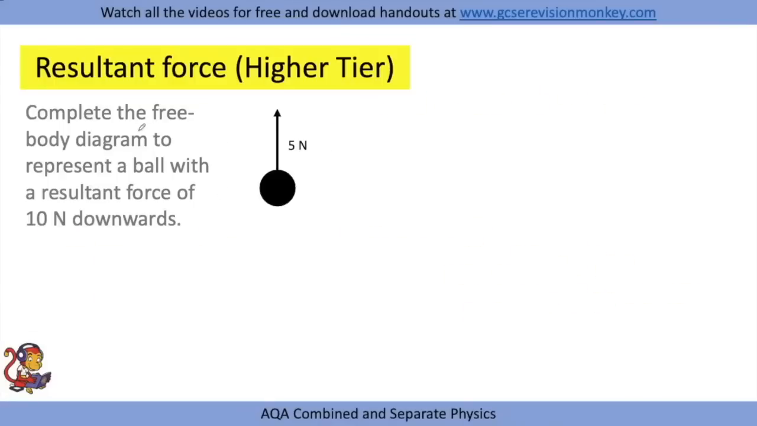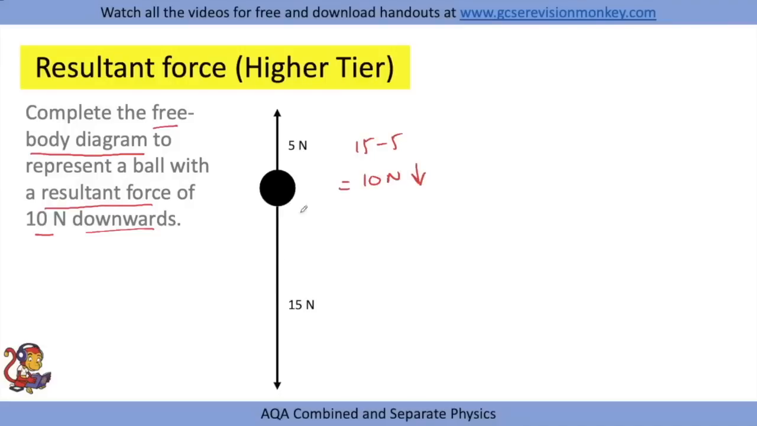There's a little bit extra for higher tier students where you might be asked to complete a free body diagram, which is a diagram which represents an object and the forces acting on that object. So this question says complete the free body diagram to represent a ball with a resultant force of 10 newtons downwards. Well, at the moment it's got 5 newtons up, so if we want a resultant force of 10 newtons down, then we must have 15 newtons acting downwards, because overall now we'd have 15 minus 5, giving a resultant force of 10 newtons downwards. And this could well be a scale diagram where you'd have to really accurately draw the arrow in an exam.